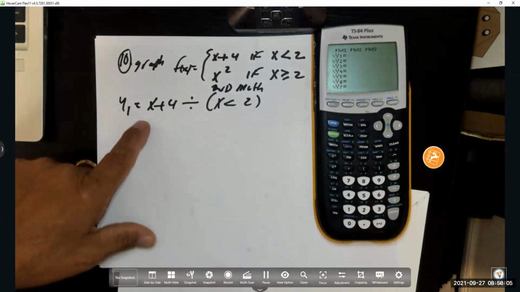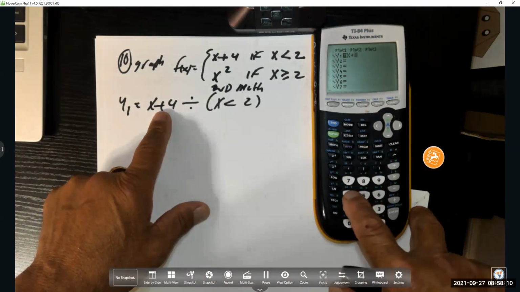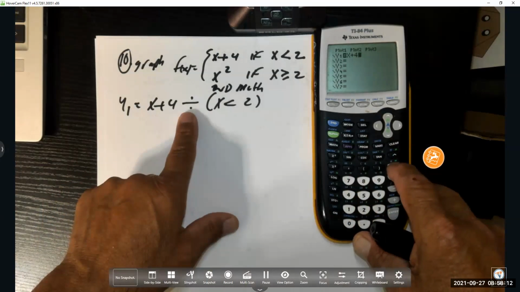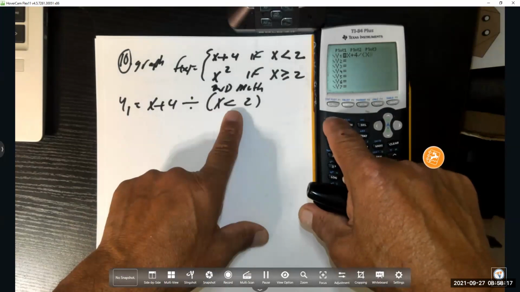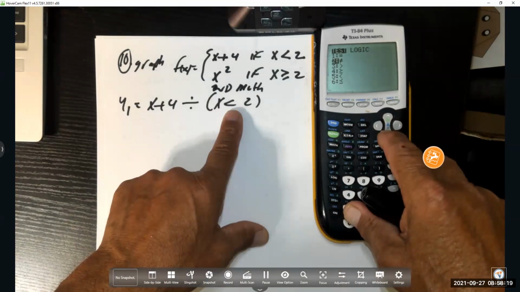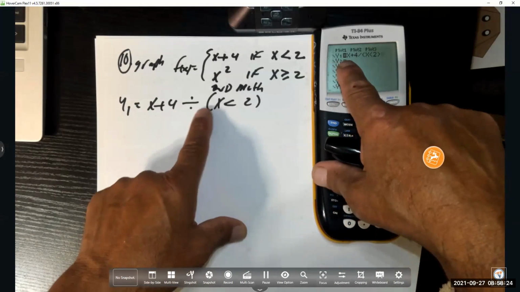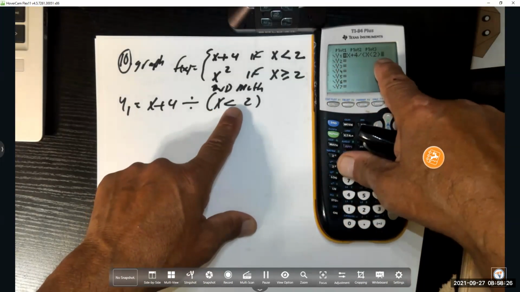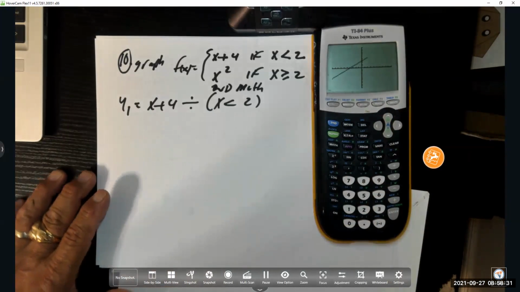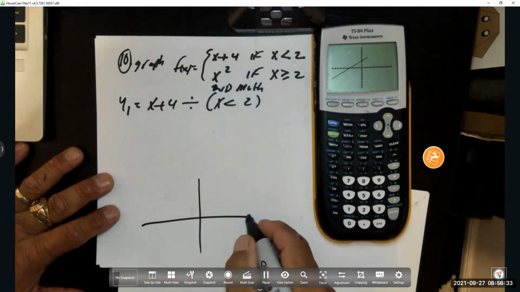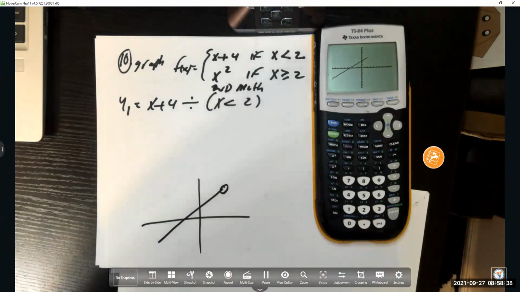Okay, so now let me do all this right here on my machine. X plus 4, division symbol, parentheses, x, second math, and I'm gonna find the less than, it's right here, 2. So x plus 4, division x less than 2. Okay, so I'm gonna hit graph. Just a line. Let me draw my line. It goes like right here somewhere. Y'all get a graph like that? Yes or no?